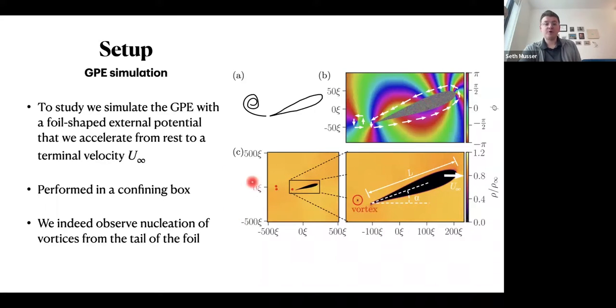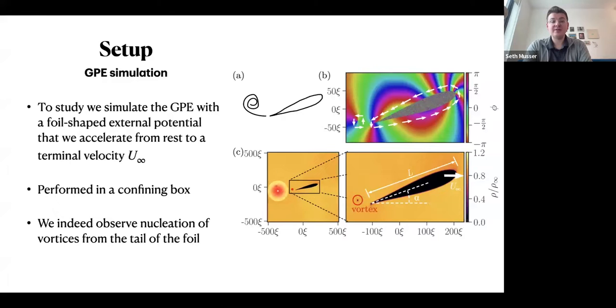And we performed these simulations in a confining box, which was 1,024 healing lengths by 1,024 healing lengths. The foil sizes were around 100 to 300 healing lengths. And we did indeed observe nucleation of vortices from the tail of the foil. So here I've highlighted them with red dots to make them easier to see.